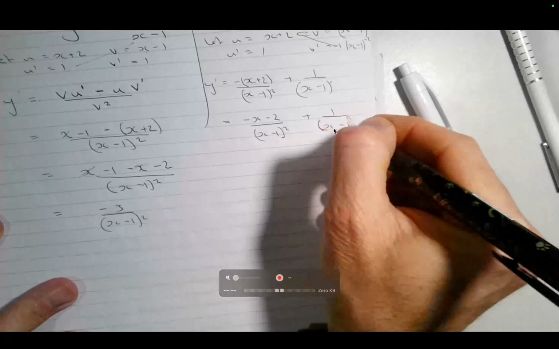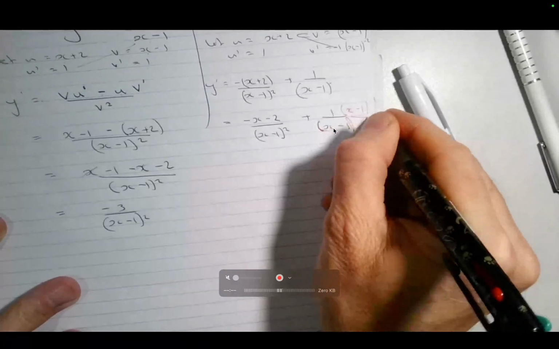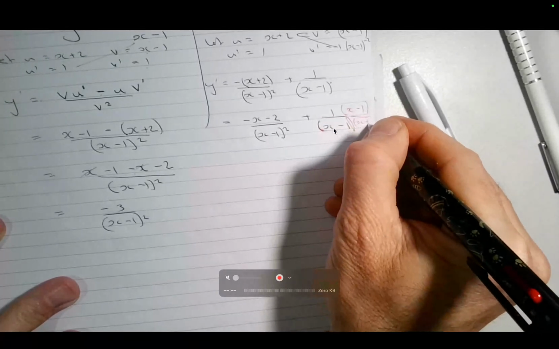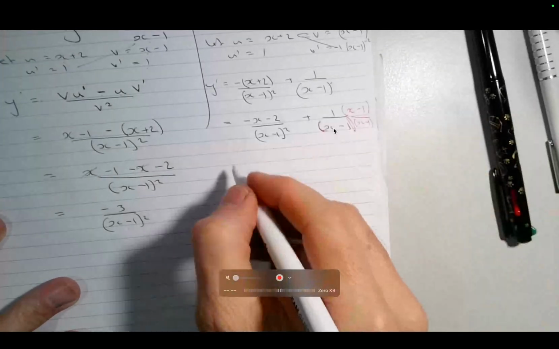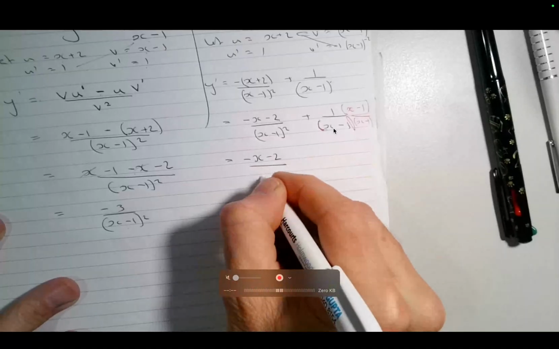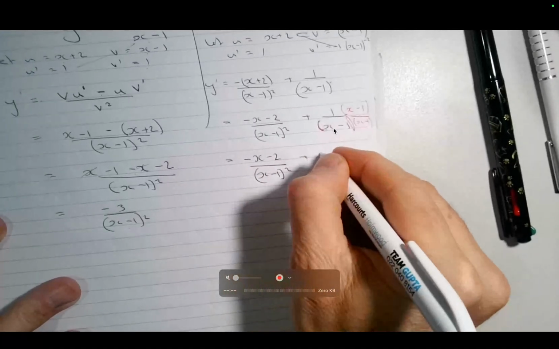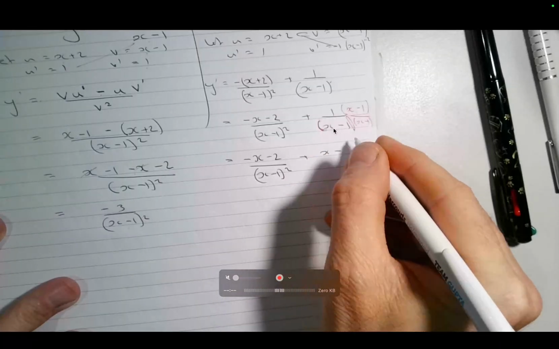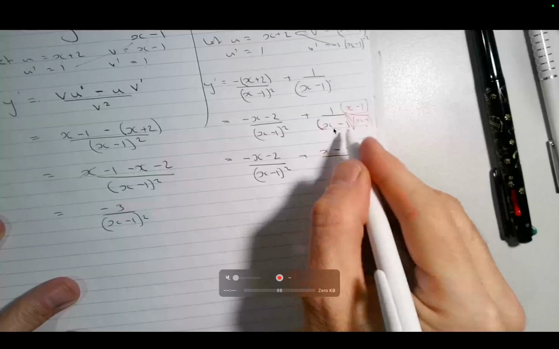Okay, I'm going to times both sides by x minus, well, here. Okay, I'm going to times that by that. In theory, I've done nothing to it. But what I've got is minus x minus 2 over x minus 1 squared plus 1 times that x minus 1 over, that's the same thing.